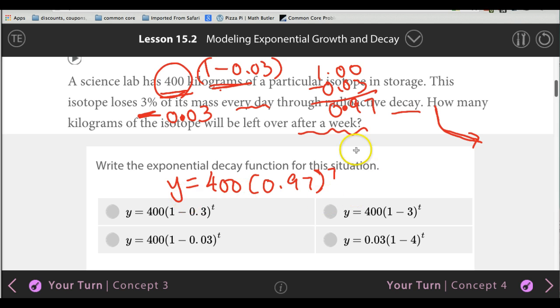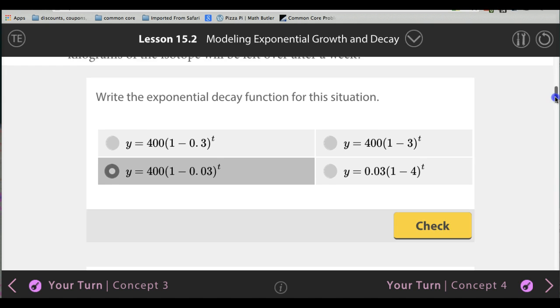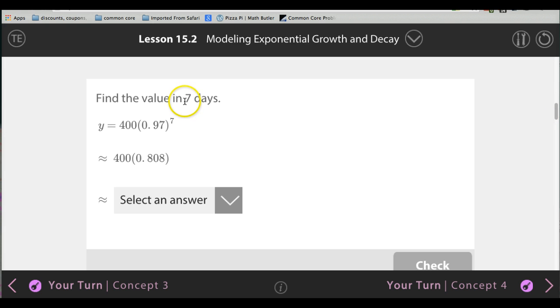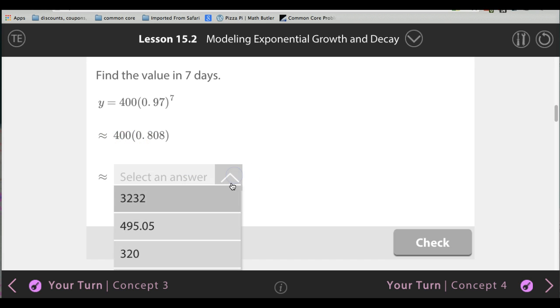And of course, I go into too much detail because you can already tell what your answer is. It's this one right here. And to prove it to you, I have to select it and then check my answer. That's correct. And instead of t, that's 1 week, you have to plug in 7. That's your answer. First, don't forget, whenever you plug stuff into the calculator, you gotta do exponents first and then multiply by 400. That's what they're showing you. 0.97 raised to the 7th power is 0.808, and then you gotta multiply that by 400.